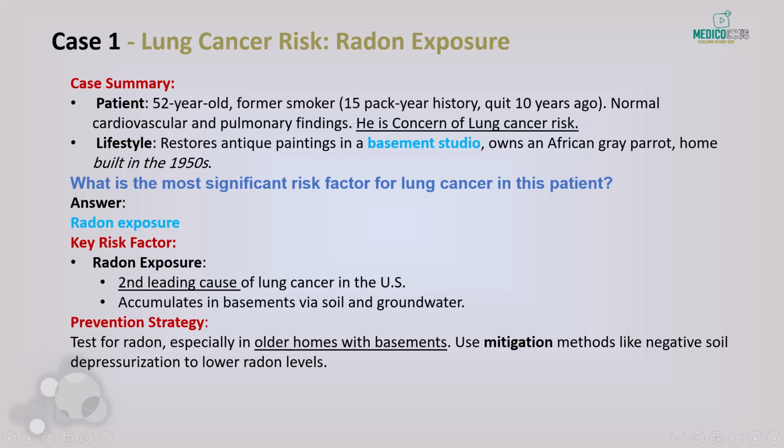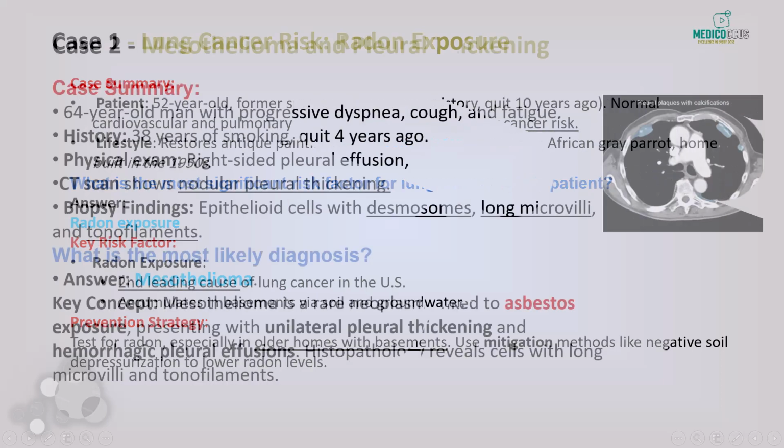Radon is the second leading cause of lung cancer in the United States, and for non-smokers, it is the leading environmental risk factor. However, the risk is compounded for individuals with a history of smoking, as is the case for this patient. The most effective way to address this risk is to test for radon in homes, particularly in areas like basements, and implement mitigation measures such as negative soil depressurization to reduce radon levels in the home.